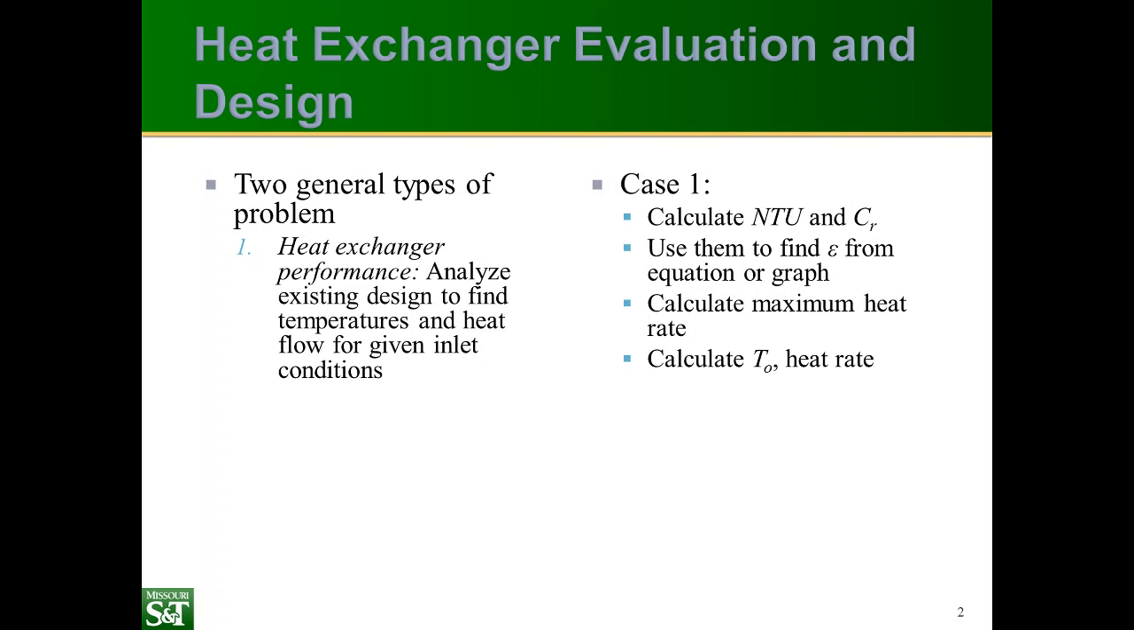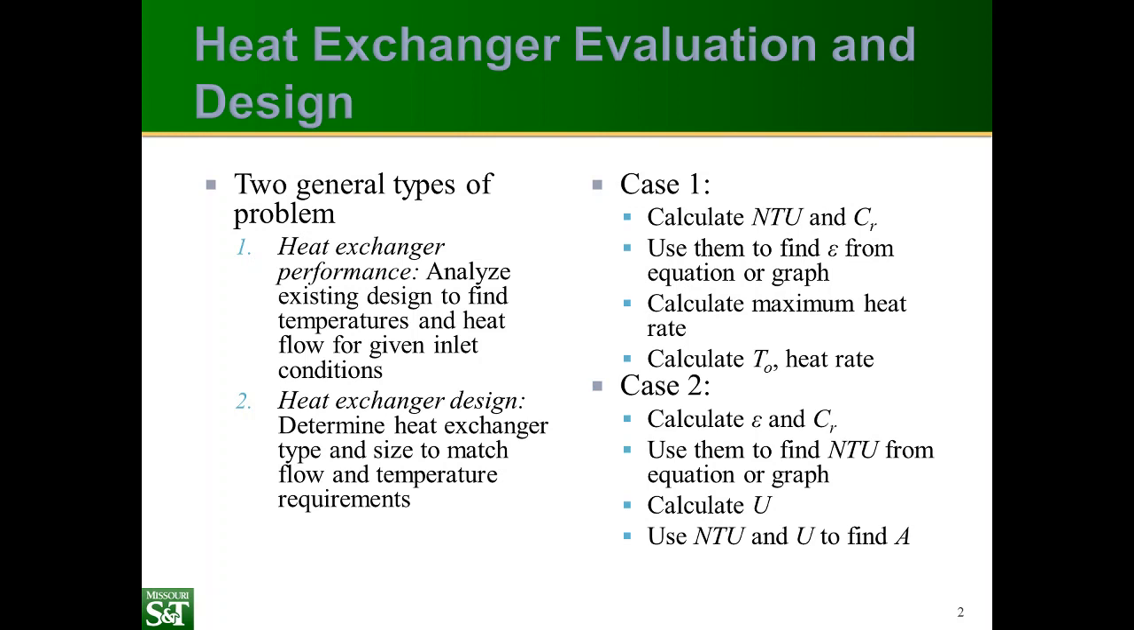Once we have effectiveness, we can use that by calculating the maximum possible heat rate, which is going to be C min times the difference in inlet temperatures of our fluids. And from effectiveness, we can calculate the actual heat rate as effectiveness times maximum heat rate. Once we have that heat rate, we can calculate the outlet temperatures for each fluid. And then we have the information we need.